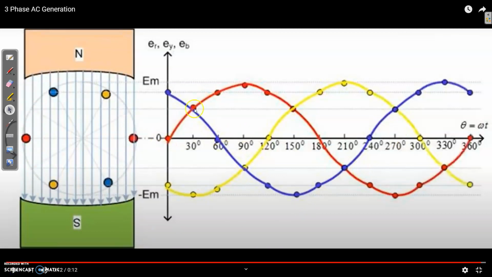If you observe, this will complete one cycle in 360 degrees. The starting of the Y phase is 120 degrees after the R phase, that is, we can say the Y phase is lagging by 120 degrees. Similarly, the B phase goes in the positive direction after 240 degrees, so I can say the B phase is lagging the R phase by 240 degrees. So this is the generation of three phase EMF in the magnetic field.